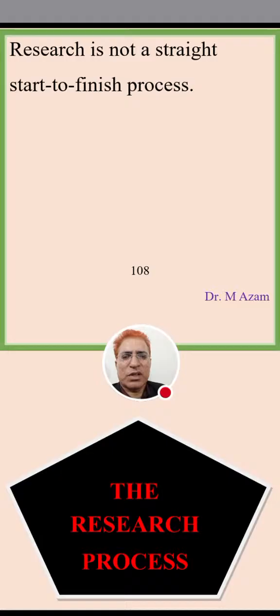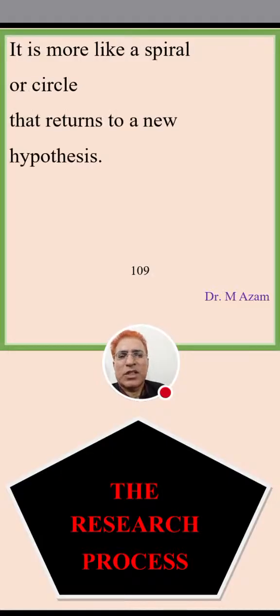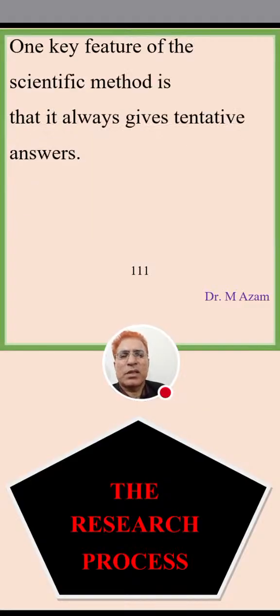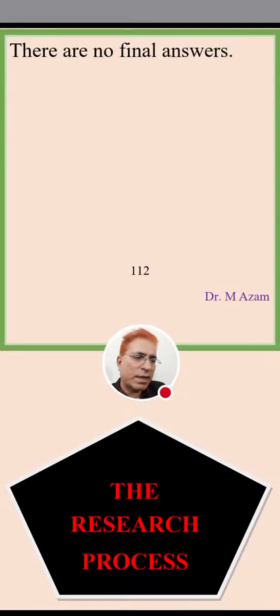Research is not a straight start to finish process. It is more like a spiral that returns to a new hypothesis. The process of asking questions, gathering evidence, and asking new questions is part of the scientific method. One key feature of the scientific method is that it always gives tentative answers. Answers are tentative. कोई चीज़ फाइनल बिल्कुल नहीं होती साइंस में। वो कल को चैलेंज हो सकती है, नई चीज़ें सामने आ सकती हैं। There are no final answers.